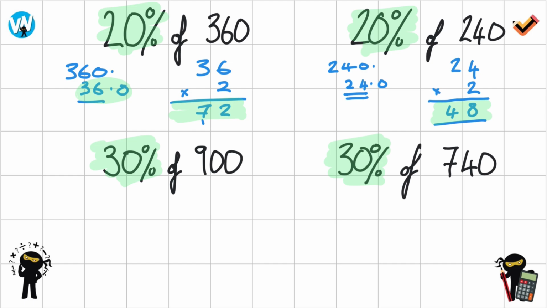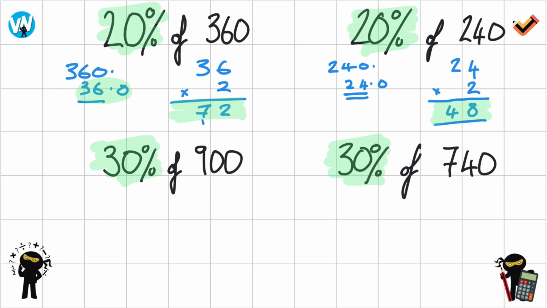Now, again, finding 30% is just the same. The only difference is we would find 10% and then times by 3, because 10 times 3 is 30. Okay, so 10% times 3 is going to be 30%. So that's how we can make 30% very simply.